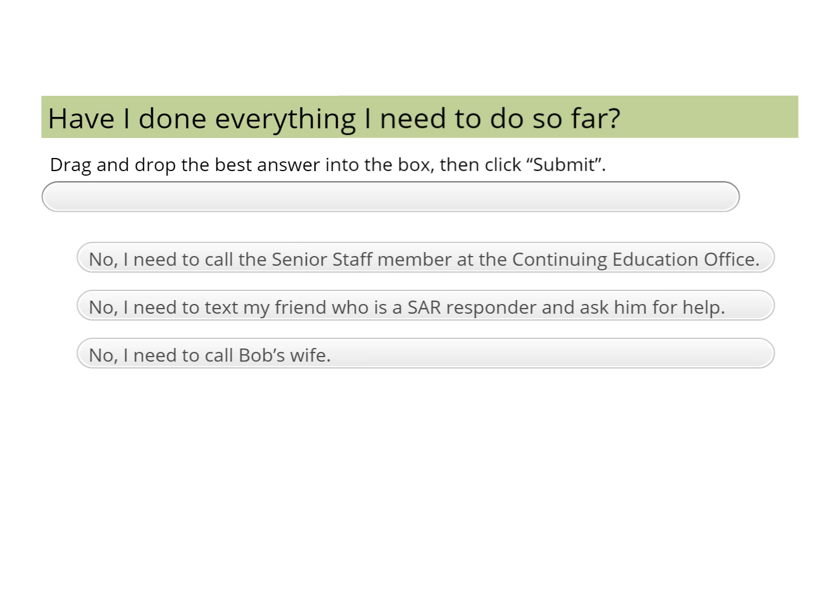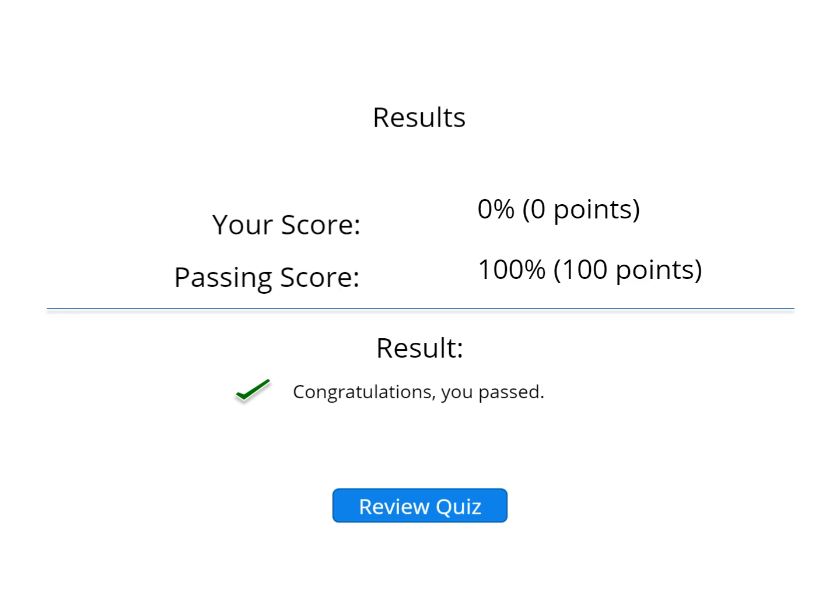It's time for you to make your second decision. You've called 911 in response to a serious incident. Is there a second call that you need to make? Select the best answer. You're right. The next call that you make is to the senior staff member at Continuing Education. That person will then activate the Serious Incident Response Plan. It is the job of the Home Office to contact the appropriate agencies for emergency alert.